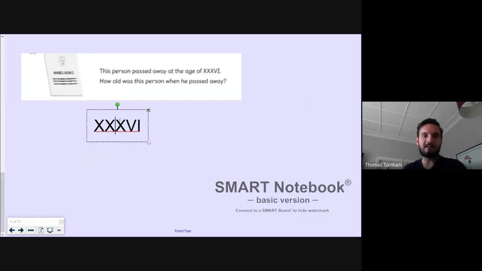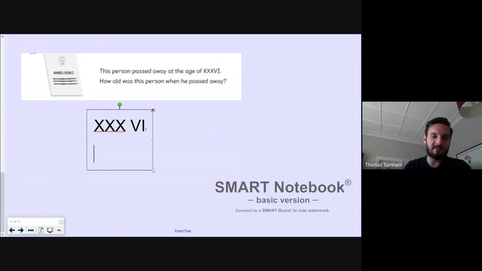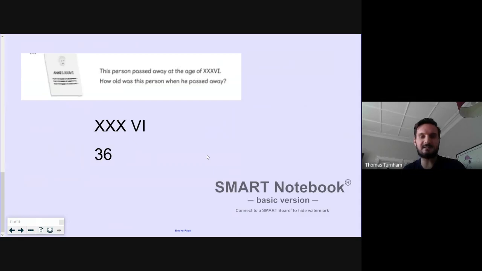XXXVI. Again, let's think about what combinations can go together. We know the X's can go together. We know an X wouldn't go before a V because you wouldn't say 10 less than 5. So there's a gap there. We would have the V and the I together. And we know what we've got here is 3 10s plus 5 and 1, which is 6. We add those together and we see that this person was 36 when they passed away.